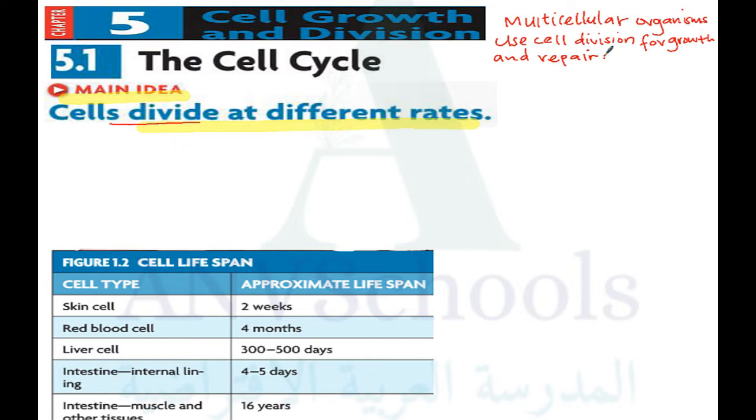So if you look at the diagram below here, this is figure 1.2, the cell lifespan, you will see the cell type and the approximate lifespan. Skin cells will take only 2 weeks. Red blood cells will take 4 months. Liver cells will take 300 to 500 days. Intestinal linings will take 4 to 5 days, and intestinal muscles and other tissue may take up to 16 years for them to be replaced.